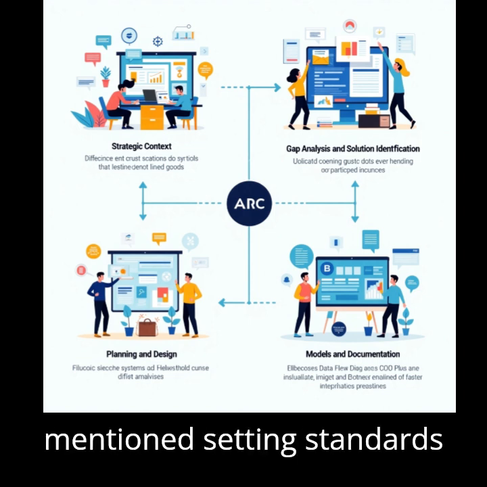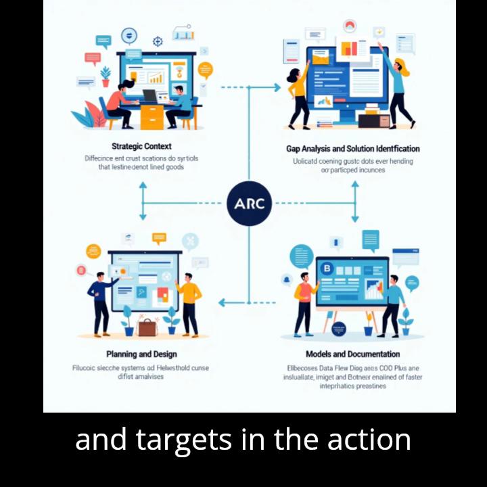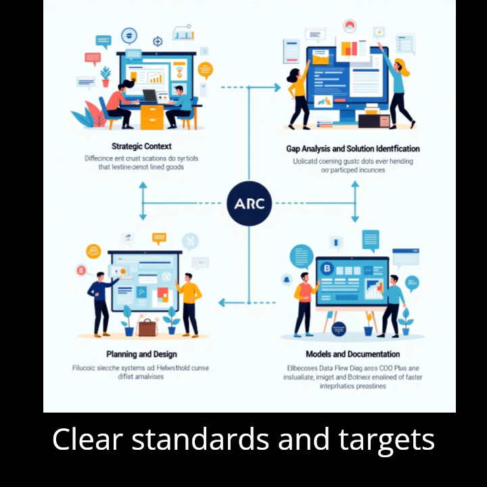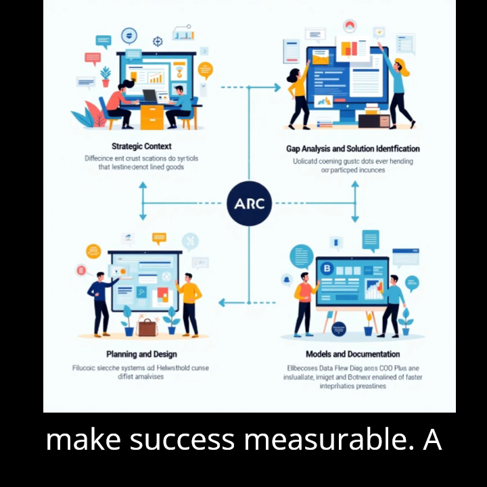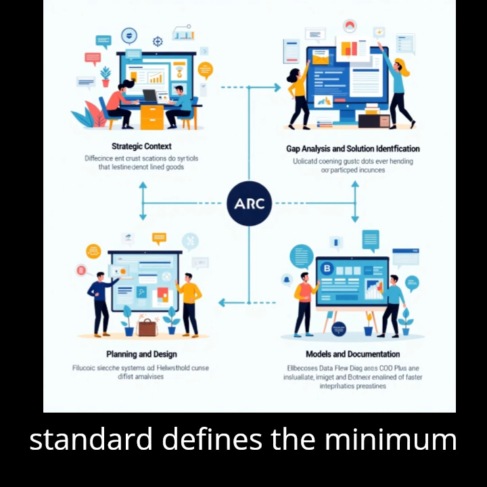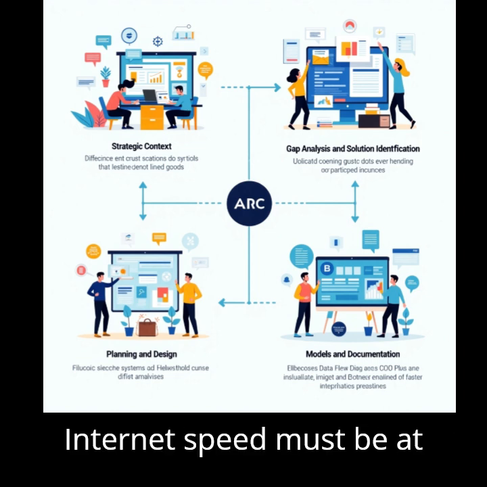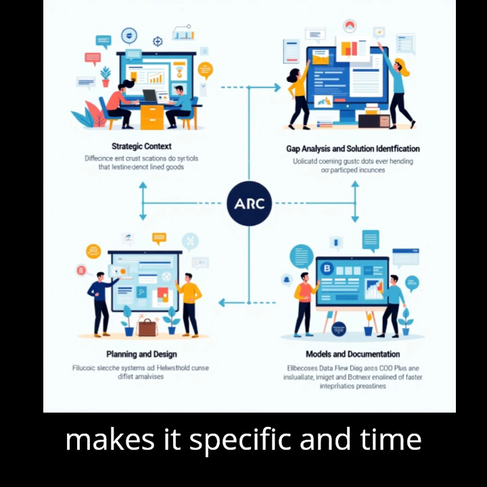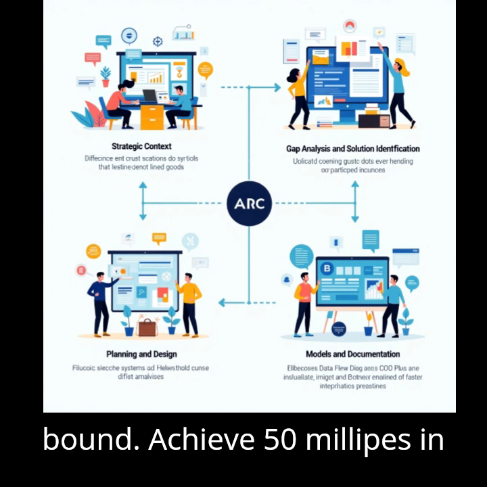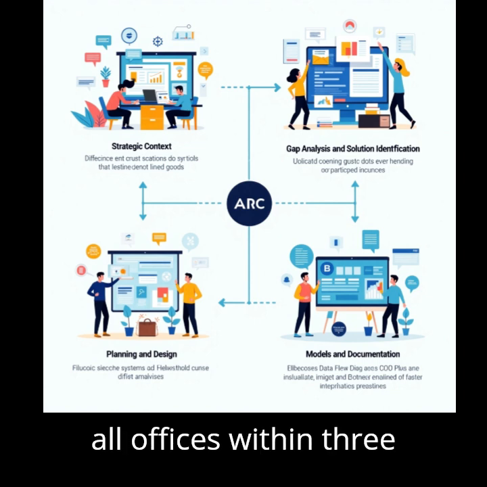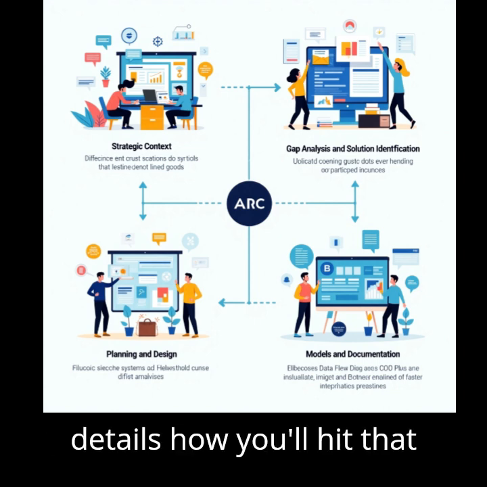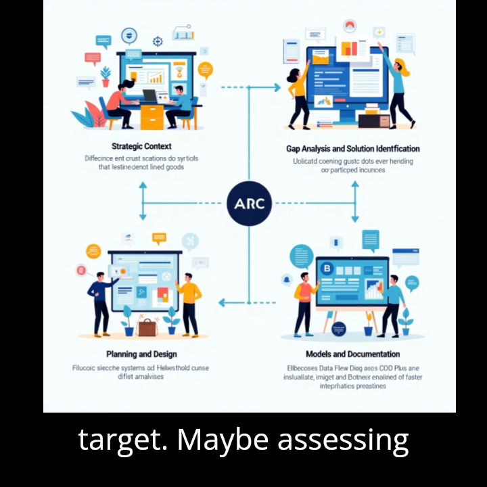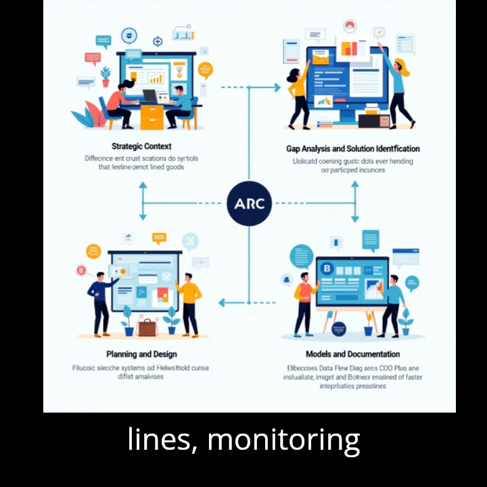The materials also mentioned setting standards and targets in the action plan. How does that help? Clear standards and targets make success measurable. A standard defines the minimum acceptable level, say, internet speed must be at least 50 Mbps. A target makes it specific and time-bound: achieve 50 Mbps in all offices within 3 months. The action plan then details how you'll hit that target, maybe assessing current speeds, upgrading lines, monitoring performance.